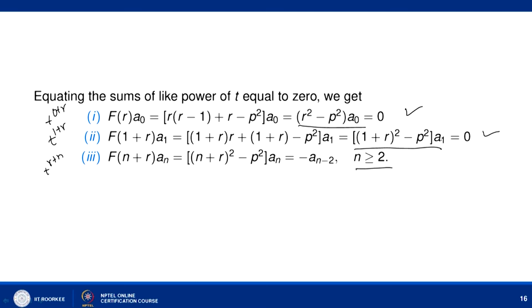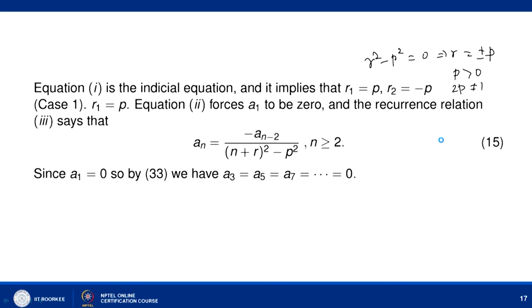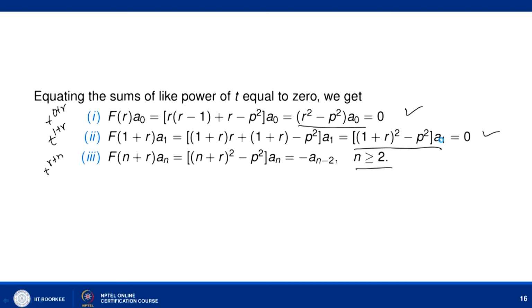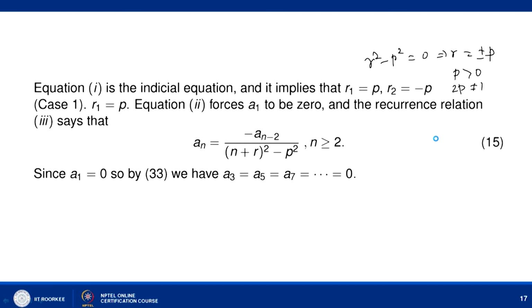So from here we can find out the value of r, a1 here. So from this, if you put r as p, then it is (1 plus p) whole square minus p square, into a1 equal to 0. Now since this term is non-zero, a1 has to be 0. So here we can say that this equation 2 forces a1 to be 0.